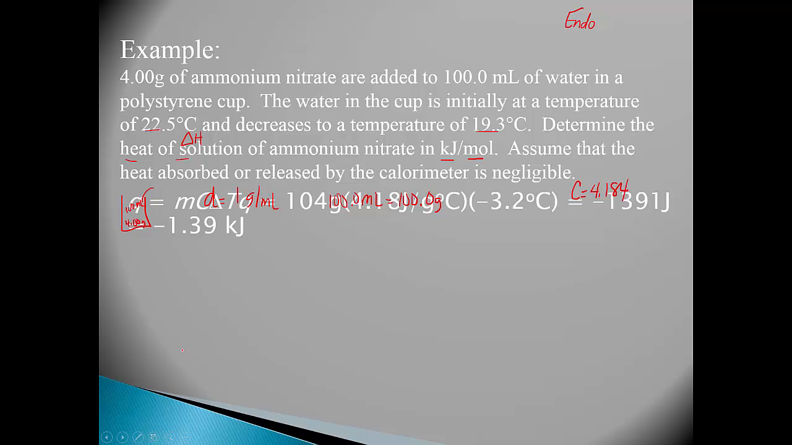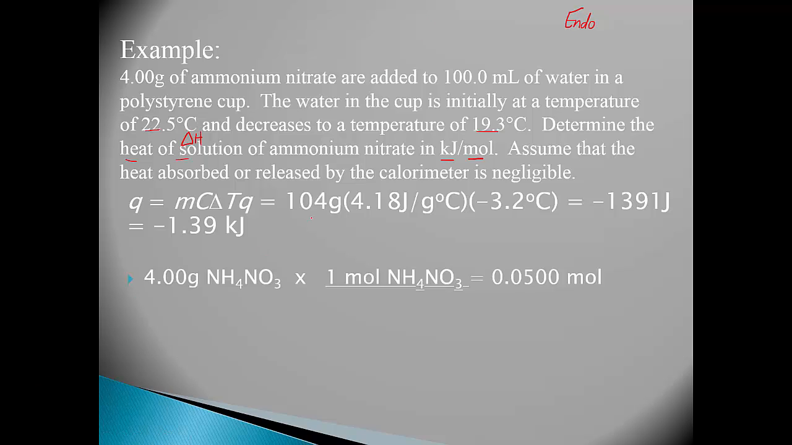So we're going to use Q equals MC delta T. It's always Q equals MC delta T. Okay, so look at what we did. I just plugged in, but right here, this is where that 104 grams came from. This is the water plus the 4 grams. This is the specific heat of water. This is how much the temperature changed.